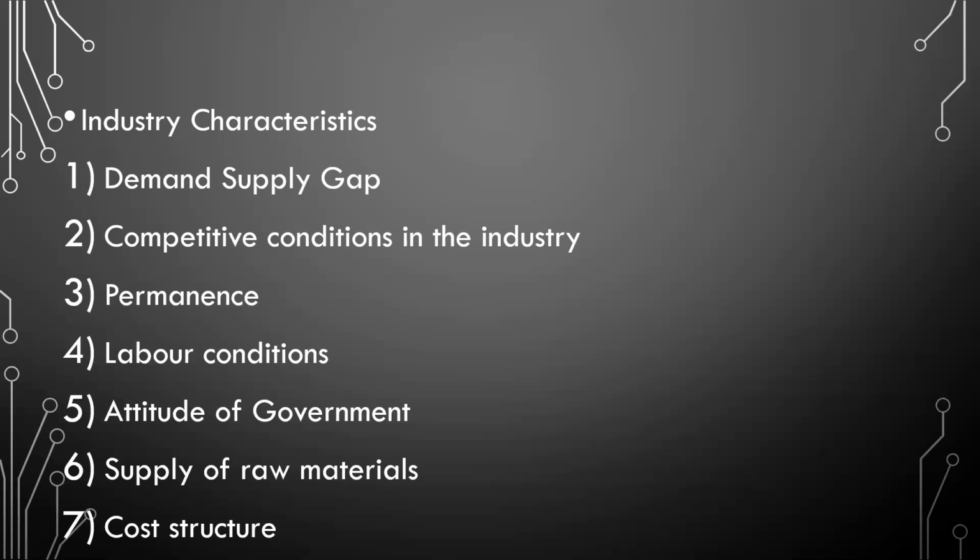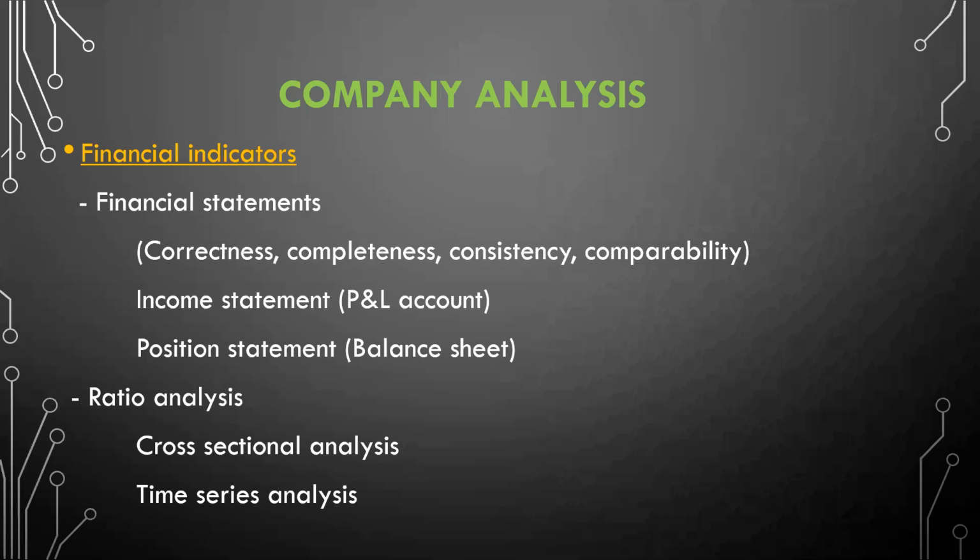Next is company analysis. In order to analyze the performance of a company, we can depend upon financial indicators as well as non-financial indicators. Now, the financial indicators consist of financial statements and the ratio analysis. Financial statements need to be correct, complete, consistent, and comparable.